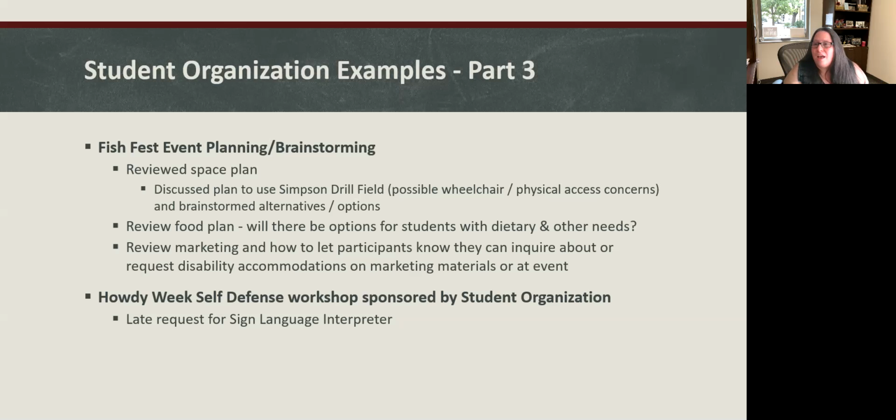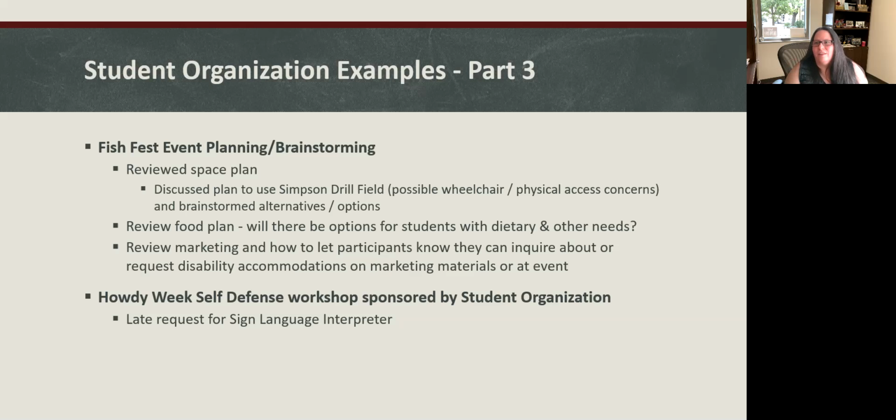And then a real simple one, because I've been talking about big organizations. My guess is a lot of you probably work with smaller organizations. But even small organizations can have these things come up, and they could come up at the last minute. One that I think of happened right during Howdy Week. A lot of the student organizations and departments will have activities that week right before school. There was a self-defense class sponsored by a student organization with the university police. And about 2 days before, somebody wanted a sign language interpreter, and it was like, oh my gosh, how do we do this?